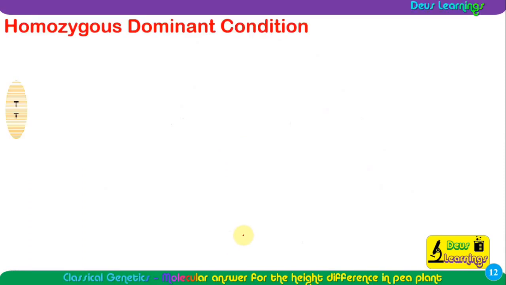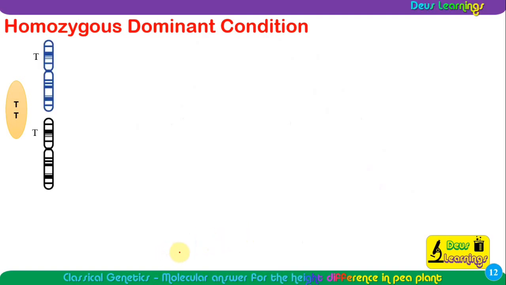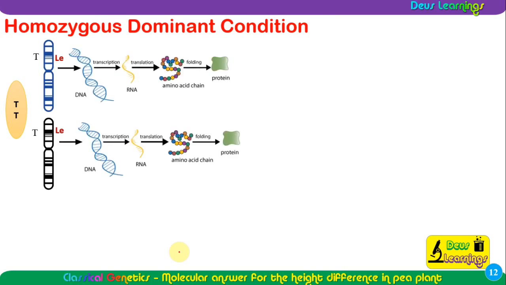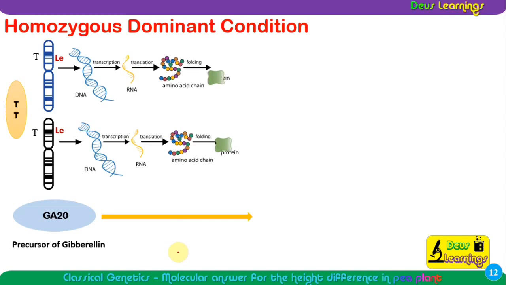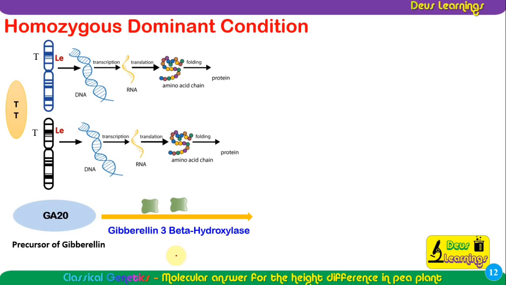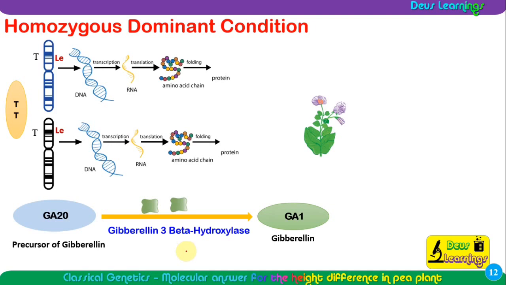If this is a homozygous dominant condition, there are two capital T alleles. These two alleles code for the gene, so the system will produce the gibberellin 3-beta hydroxylase enzyme. What this enzyme will do is convert the precursor and produce gibberellin, because of which the plant will be taller.